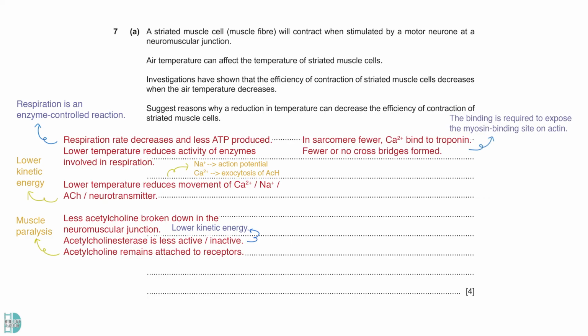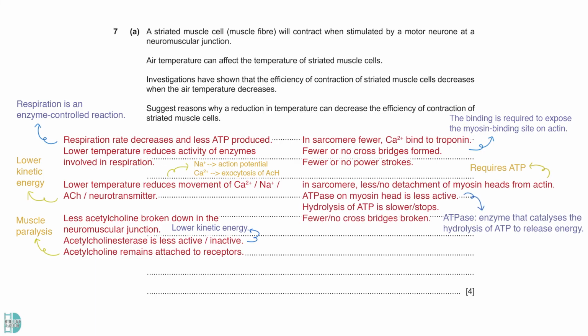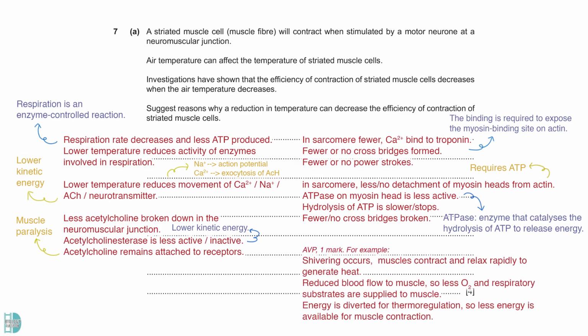This leads to fewer cross bridges being formed, and fewer power strokes, as the binding is required to expose the myosin binding site on actin. ATP is required for the detachment of myosin heads from actin. When the rate of ATP synthesis is lower, there will be fewer cross bridges being broken. This is also due to the lower activity of ATPase, the enzyme on the myosin head that hydrolyzes ATP. Without the detachment, we can't have the next stimulation of muscle contraction. You can get a mark for AVP if you talk about other aspects such as blood flow and thermoregulation.